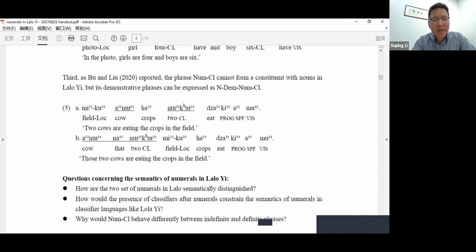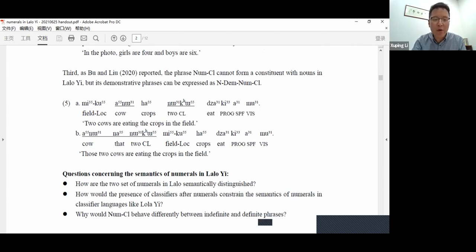But for the definite phrase, for example, we can derive a demonstrative phrase in the order of noun, demonstrative, number, classifier. Okay, and for these 2 cows, we can say cow that 2 classifier. It is a constituent, but not for 2 cows. I have some syntactic evidence to show which one is a constituent and which one is not. And here are the questions I want to address.